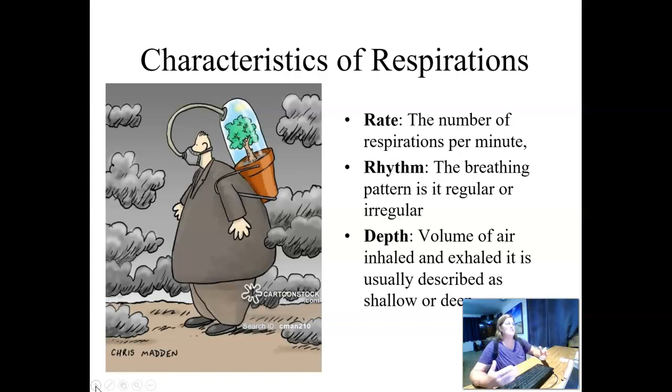Rhythm is the breathing pattern. Is it regular or is it irregular? So for instance, children generally, toddlers, will breathe in a real irregular pattern. They may breathe really fast, and then they slow down.